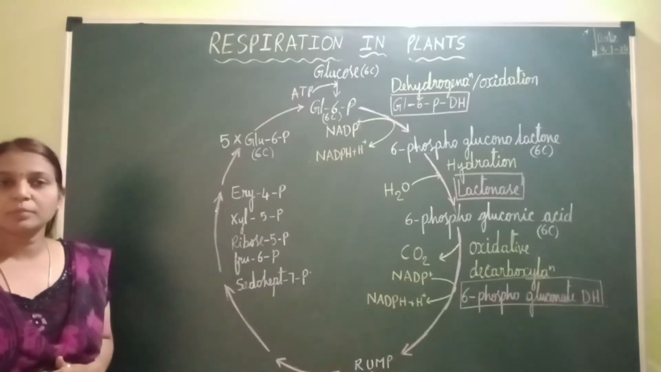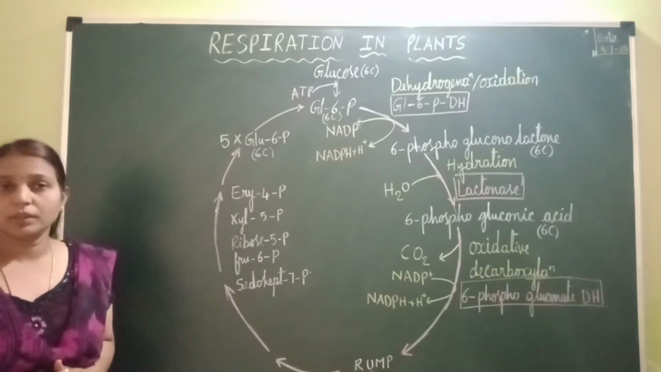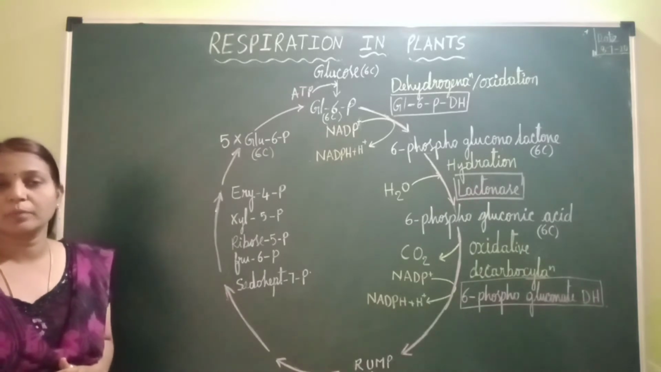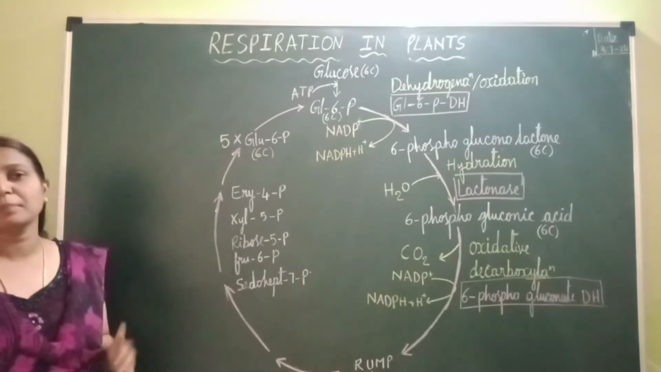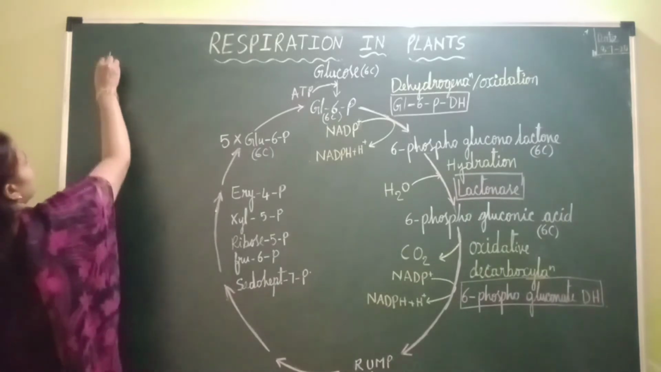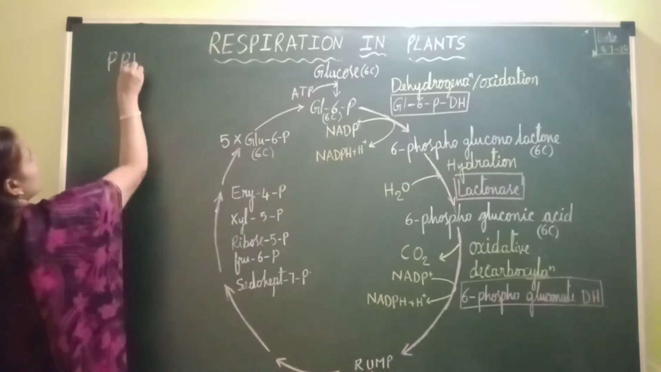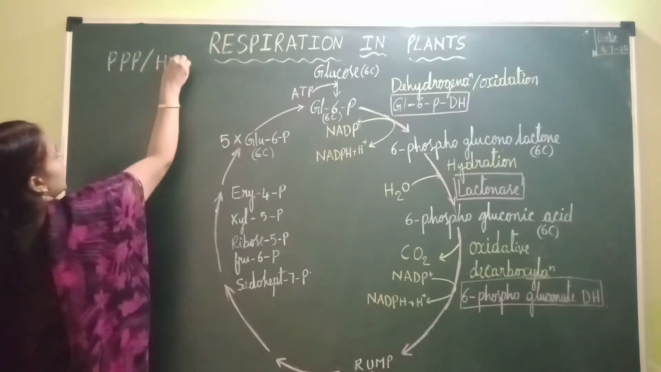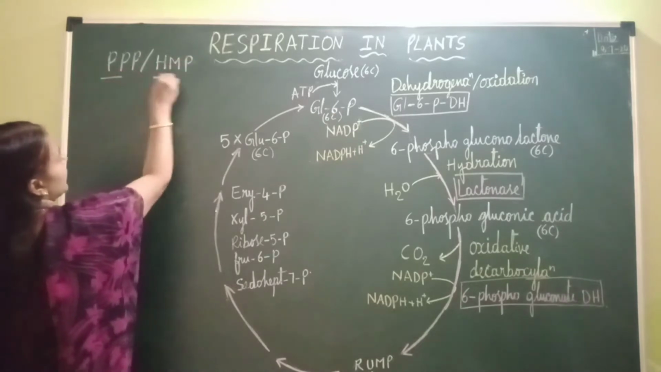Hello students, in the previous video we studied fat metabolism, that is the beta oxidation pathway. In this video I am going to explain the alternate pathway of glucose breakdown, that is the PPP pathway. PPP pathway or pentose phosphate pathway is also called the HMP pathway, that is Hexose monophosphate pathway.